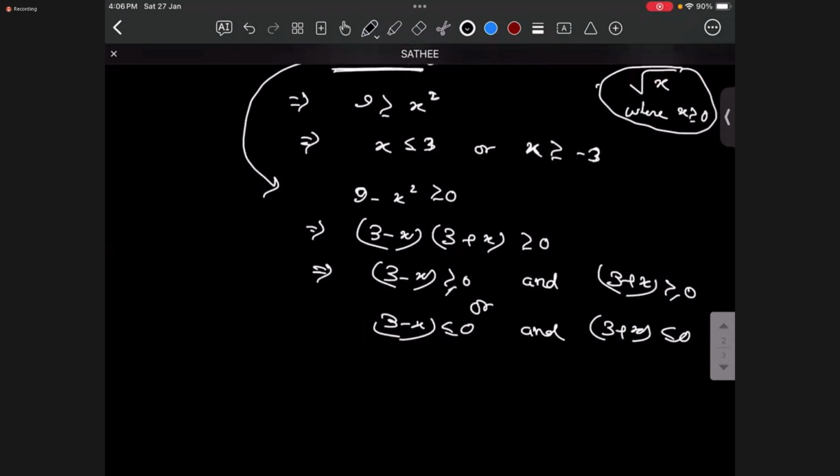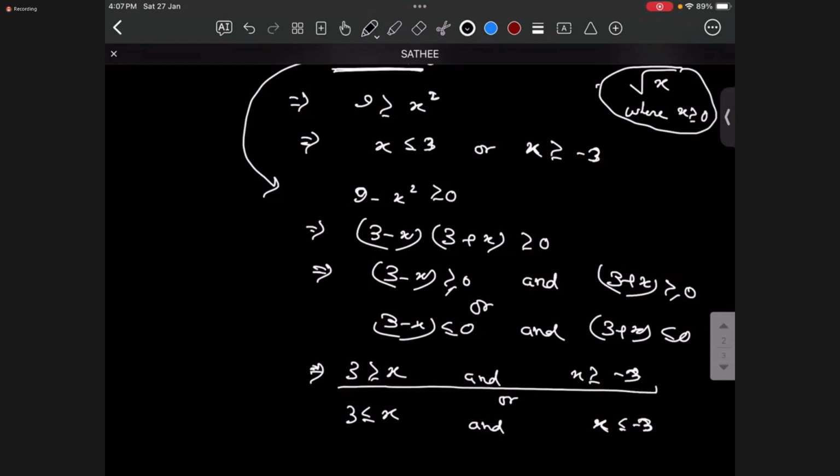Okay, from here what can we see? We can see that in the first case we get x less than or equal to 3 and x greater than or equal to -3. Or in the second case, what do we get? x should be greater than or equal to 3 and x less than or equal to -3. So depending on the domain, whatever domain we choose, we will get a range. So we are choosing this domain.